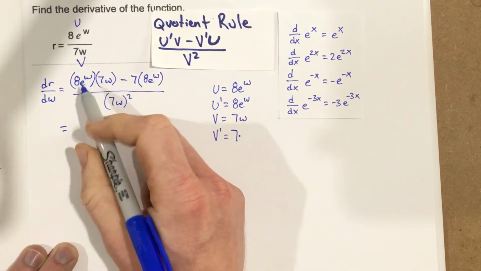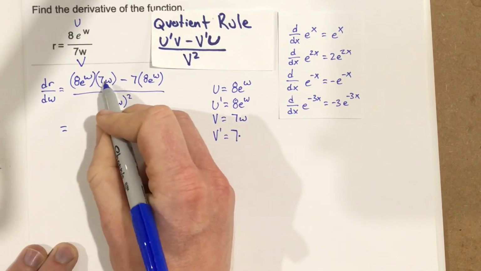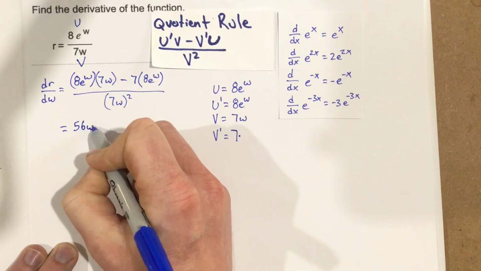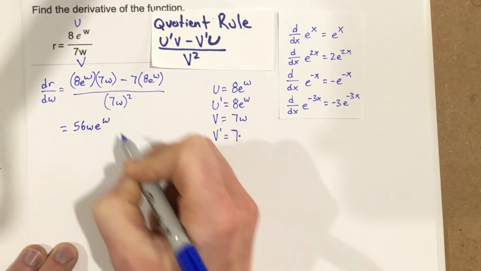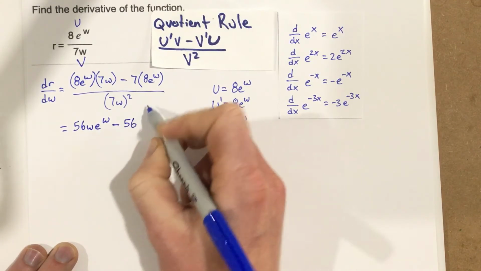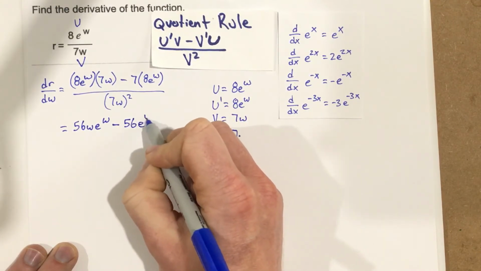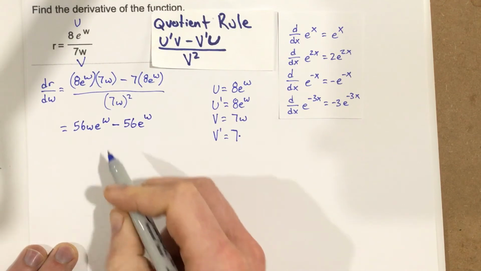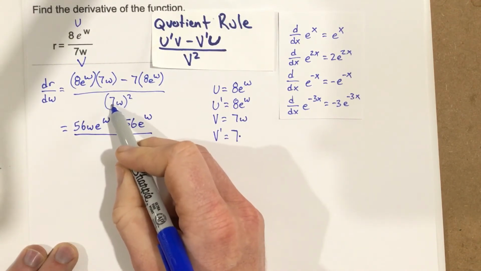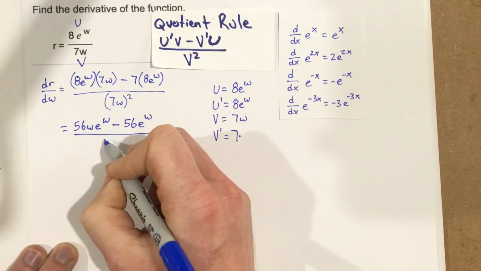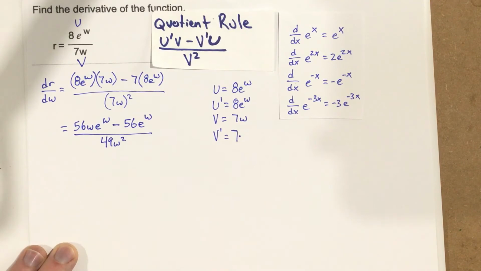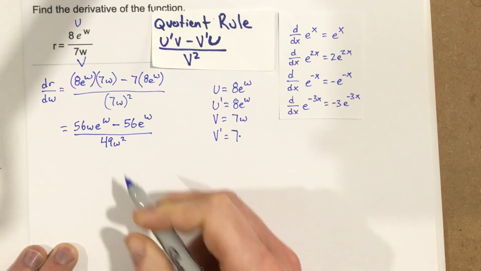Let's go ahead and combine like terms here. I end up with 56, and I like to write the w out front, so it's 56 w e to the w minus 56 e to the w. And then I have that over, this will be 7w squared. I can actually square that, that's fine. That's 49w squared. And there's not really anything else I can do with this.